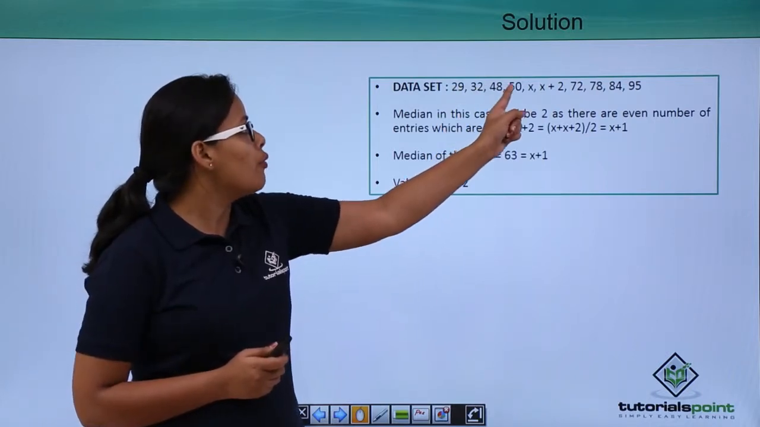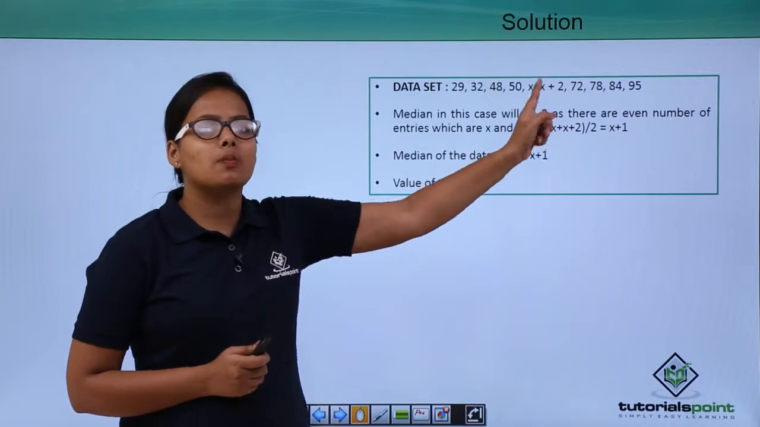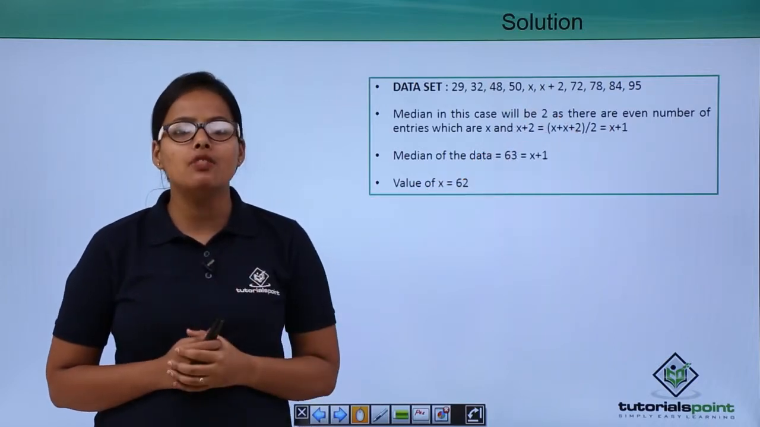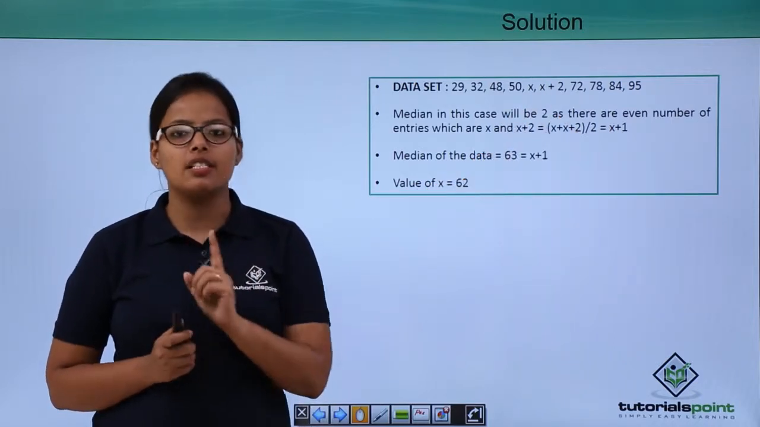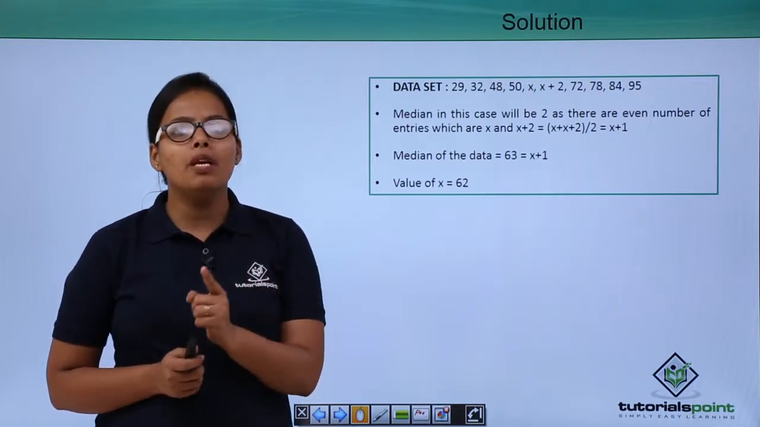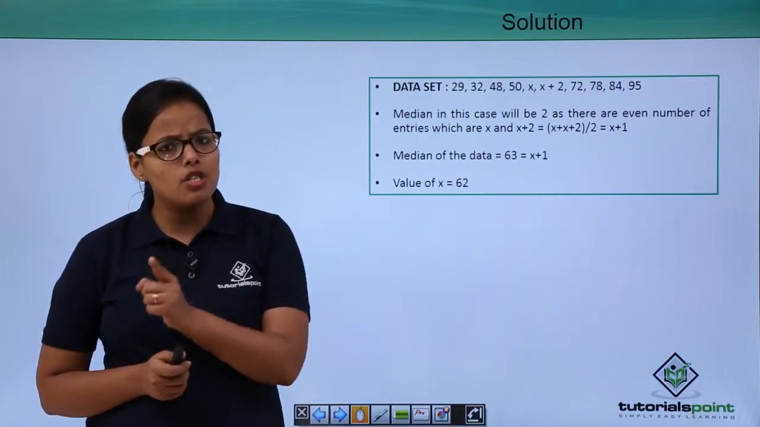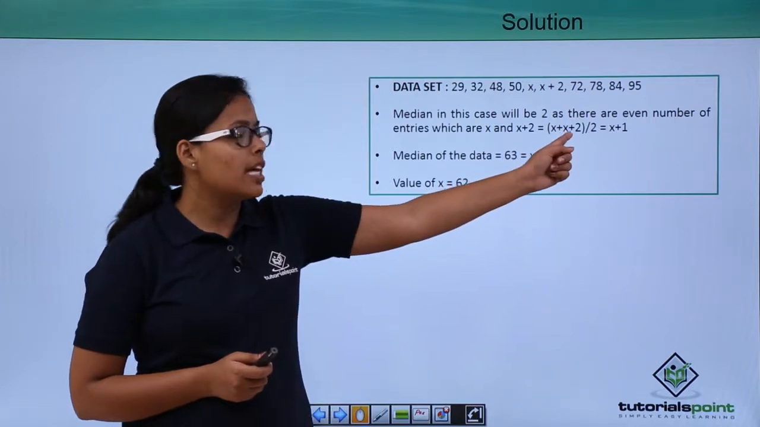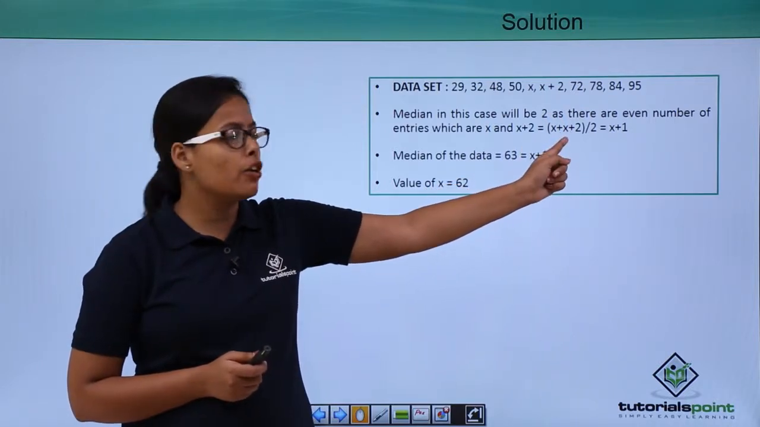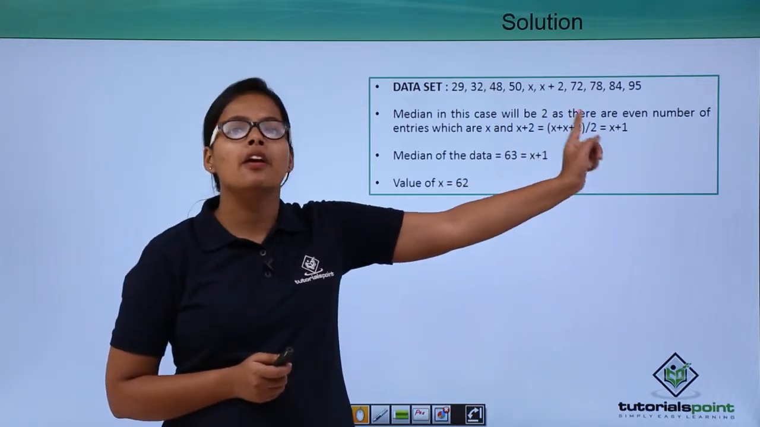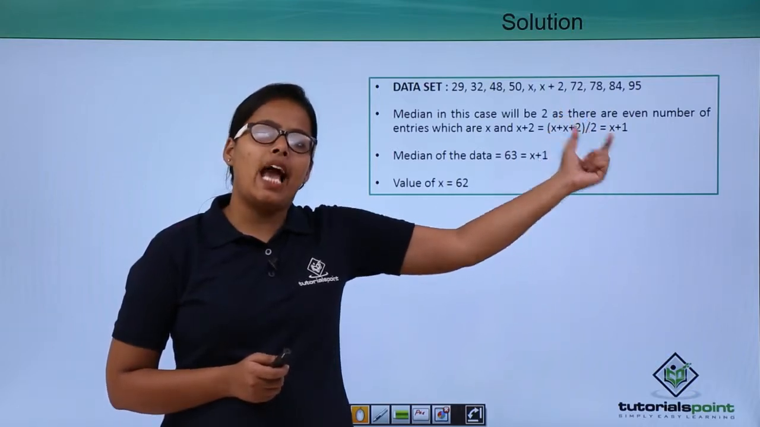1, 2, 3, 4, 5. So x and x plus 2, these are the two middle values which are lying at the rank of 5th and 6th. Now you will take the mean of these two values so that you can reach a single median. So you can see here what I have done, I have taken the mean of these two values. So the median will be x plus 1. So this is the calculated median.